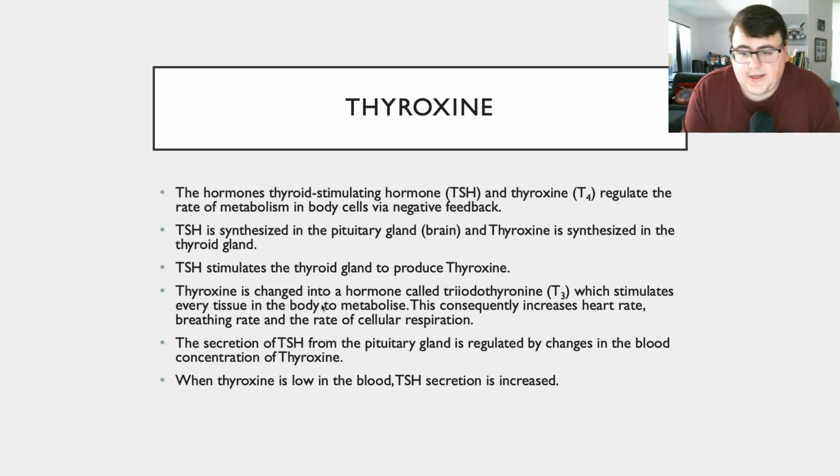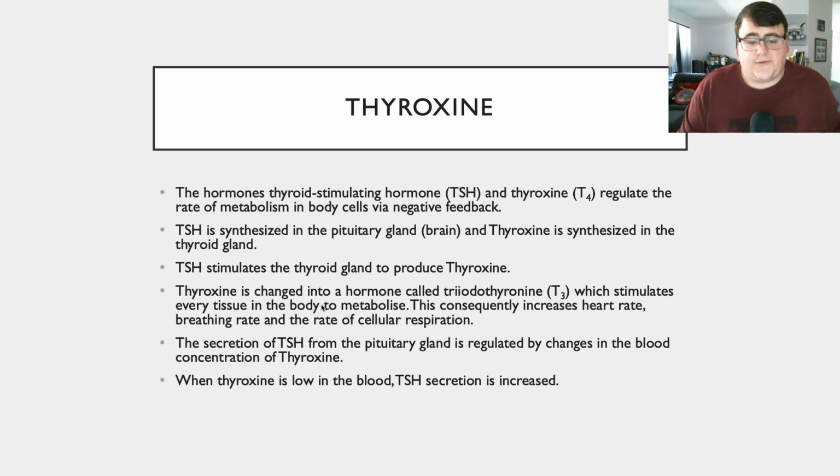Thyroxine is a hormone that works along with something called thyroid stimulating hormone. TSH is thyroid stimulating hormone and thyroxine is often referred to as T4. Both of these hormones help to regulate the rate of metabolism in our body via negative feedback. How does that work? Well, TSH is synthesized in the pituitary gland inside of our brains. Thyroxine is synthesized in the thyroid gland. Thyroid stimulating hormone, as the name suggests, stimulates the thyroid gland to produce thyroxine.